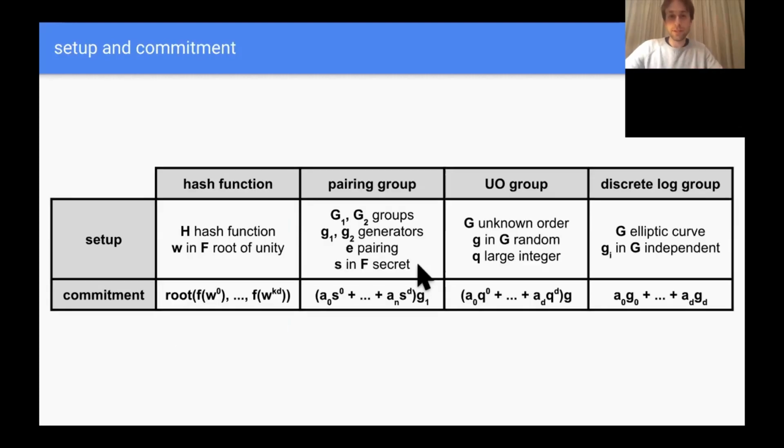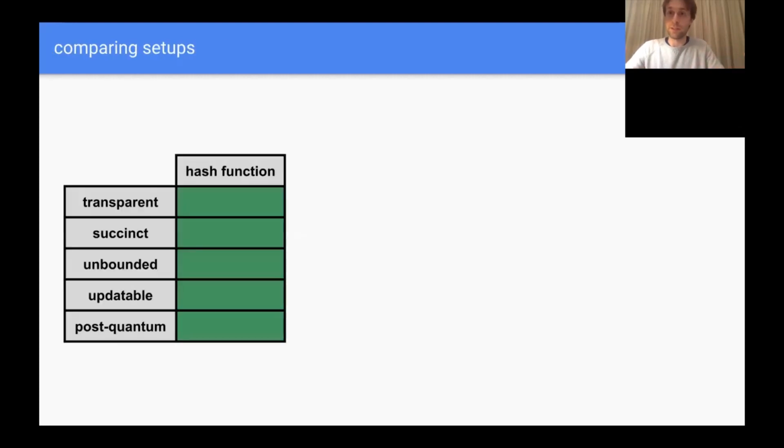Okay, so we have these four flavors. Now let's look qualitatively at what we can tell already just by looking at the setups. So the nice thing about the hash function as a setup is that you have very, very nice properties. It's transparent, the setup is succinct, meaning that the information that the prover needs to have to generate the proof is tiny. It's unbounded, meaning that you can prove statements that are arbitrarily large. You can have a circuit with 1 billion gates, 1 trillion gates. That doesn't matter. There's no limit. The setup is updatable, in the sense that you could just change the hash function if you decide your old hash function is broken. That's fine. Easy to do, and it's also plausibly post-quantum.